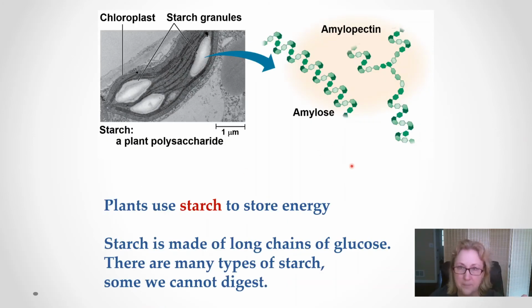For plants, when they're not storing sugar temporarily as sucrose, they can store it longer term as starch. And there are many different kinds of starch. Here are just two of them, amylose and amylopectin. What a starch is, though, is a polysaccharide of 100% glucose. Some of them we can digest really easily, like amylose. Amylose is the major starch that's found in potatoes.